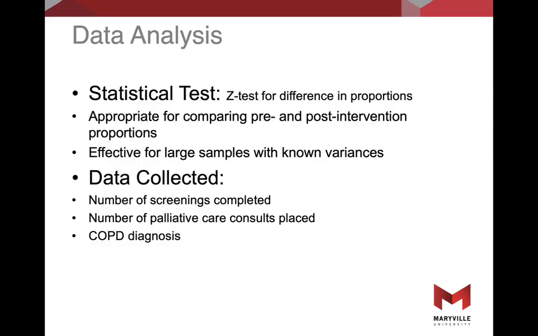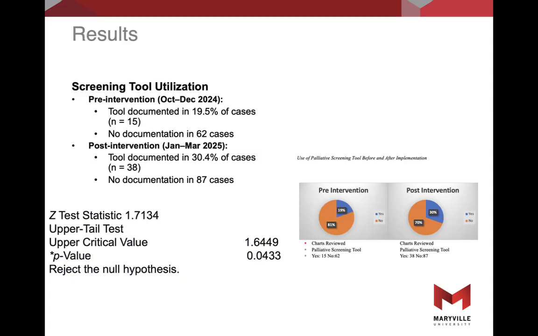When I spoke with the statistician, Mr. Pals, he explained how I needed a number of over 150 patients screened for both palliative care and consults and COPD patients, so that I can compare my data, the data that was collected with the screening, the palliative care, and my COPD. Being that I needed a large sample size, the Z-test was needed.